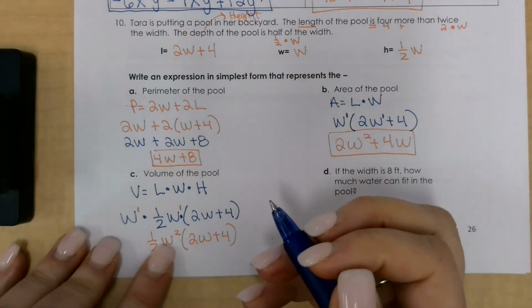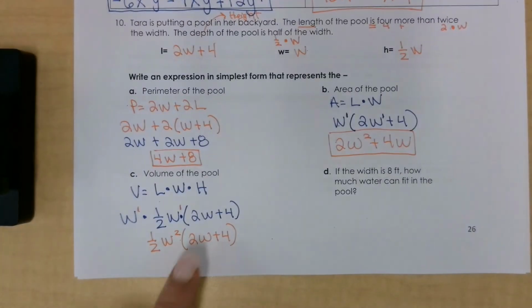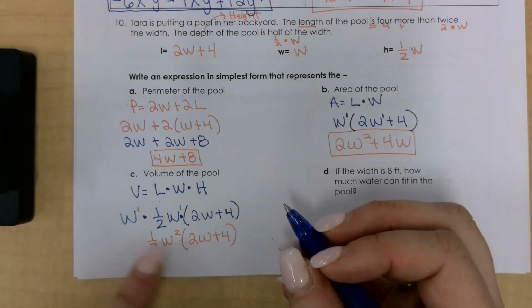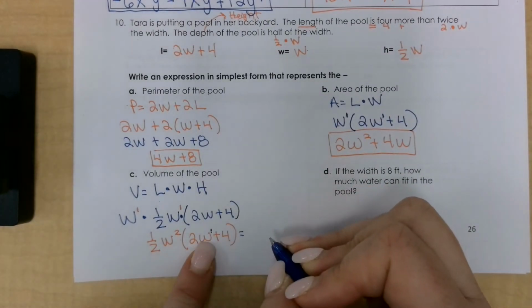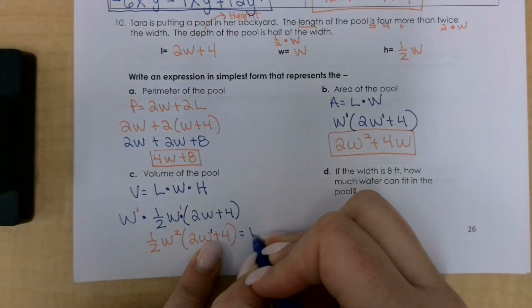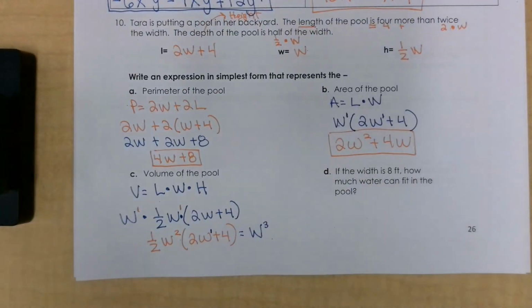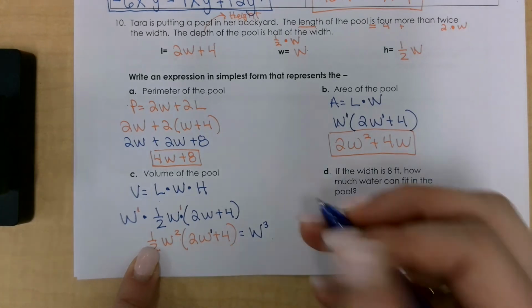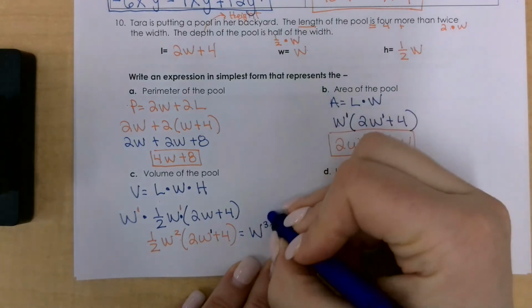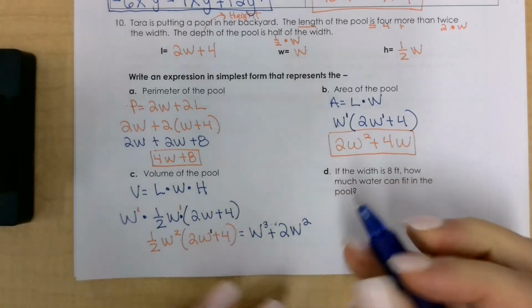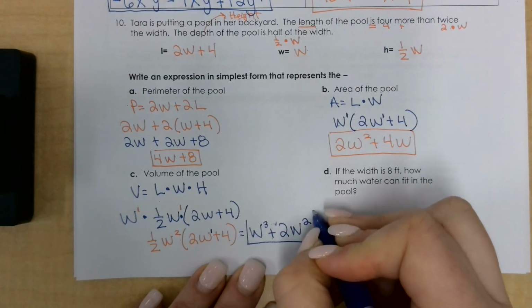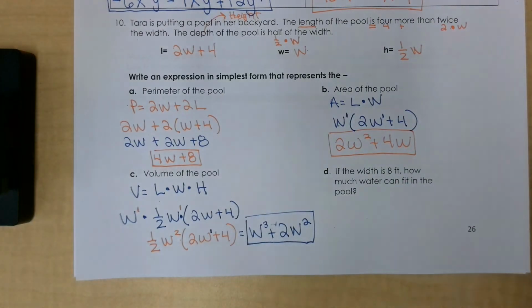And I have to distribute 1/2 W squared into 2W plus 4. So 1/2 times 2 equals 1, and W squared times W to the power of 1 is W cubed. I'm not going to write the 1 in front of W cubed because I don't have to. Now I have 1/2 W squared times 4. 1/2 times 4 is 2. Excuse me, I forgot my plus sign. Plus 2W squared. And so my volume is going to equal W cubed plus 2W squared.